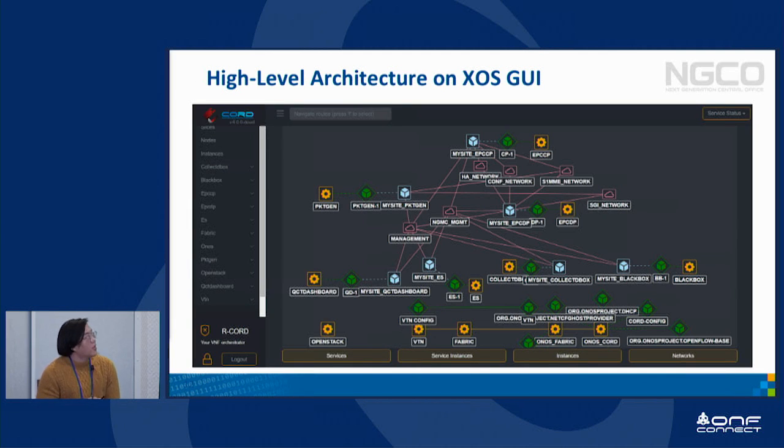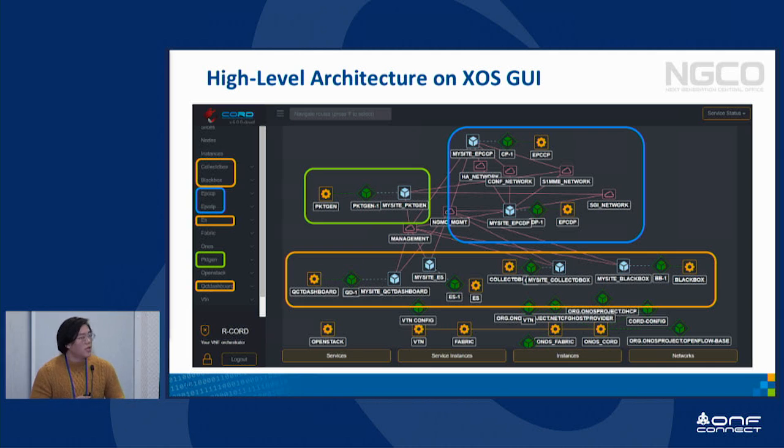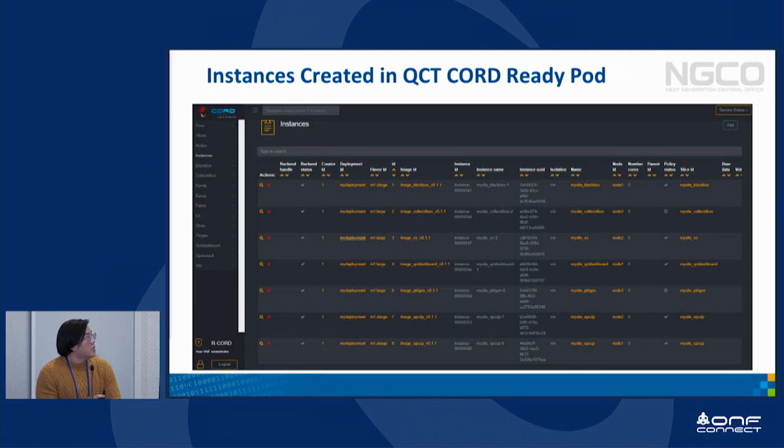So here is the high-level architecture on the XOS GUI. This picture shows the relationship between each component. The components inside the blue rectangles are the EPC control plane and the data plane, and the components inside the green rectangles are the packet generator VNF. Also, the components inside the orange rectangles are the QCT service assurance. We can see the instances that are successfully created on the CORD environment. There are totally 7 services created in this environment.